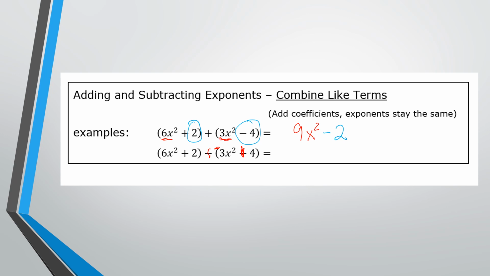So we can add our x squared. So we've got a 6x squared and a negative 3x squared. 6 minus 3 would be 3. And then we can do the numbers. 2 plus a positive 4 this time would be 6. So we get 3x squared plus 6.